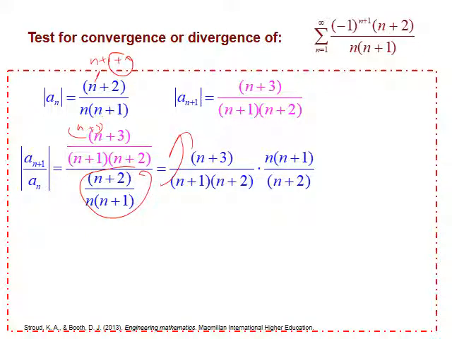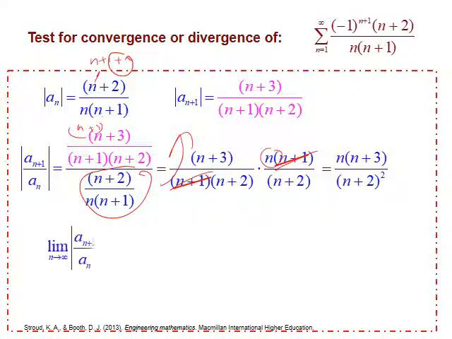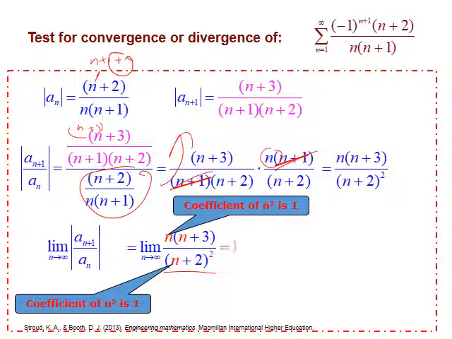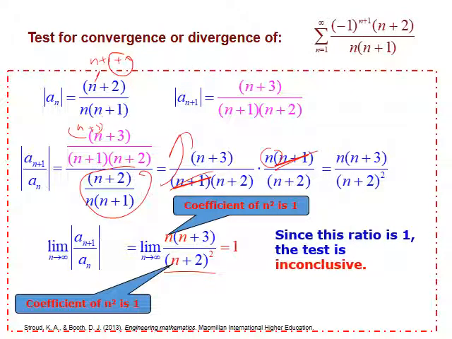If there is a way to cancel, yes, there is. This one is cancelled with this one. What is left? n by n plus 3, and n plus 2 by n plus 2, n plus 2 square. Now we can either open these brackets and look at the highest power. It will be n square. So when we divide by n square, it will take you to 1 at the end. Now the limit of the ratio is 1. What does this tell me? This tells me that it is inconclusive. The test fails to specify the convergence or divergence.